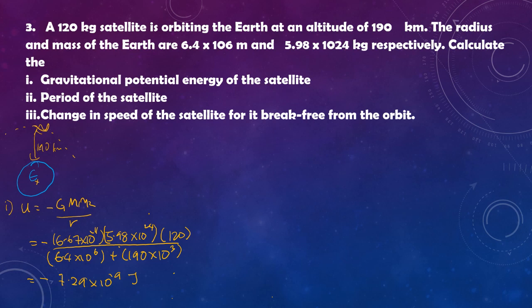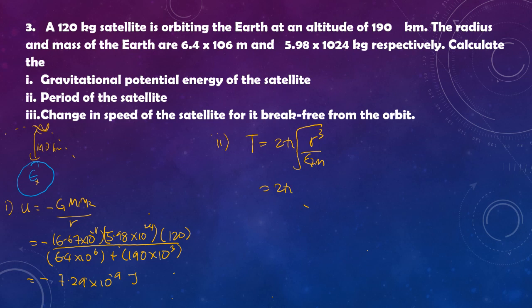Okay, now we look at number 2. Number 2 is the period of the satellite, so we directly use the formula for period. There is no need to derive it, because in the second question we derive the formula. So now we use the formula T is equal to 2 pi times the square root of R cubed over GM.